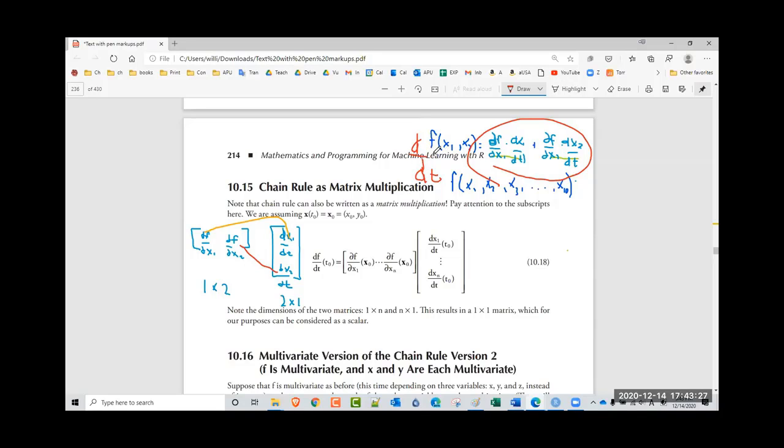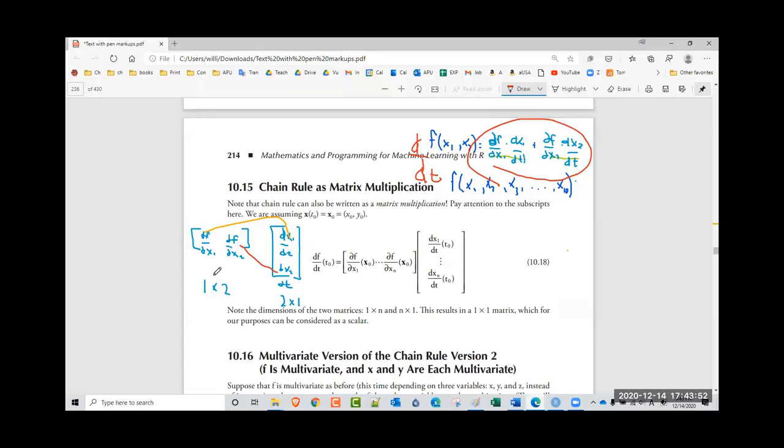So the derivative with respect to t, using the chain rule for this much more complicated situation where we have two input variables, and each of those is dependent on just one t. They're both dependent on t. So in this much more complicated scenario, we got this answer. Now we can express it like this.